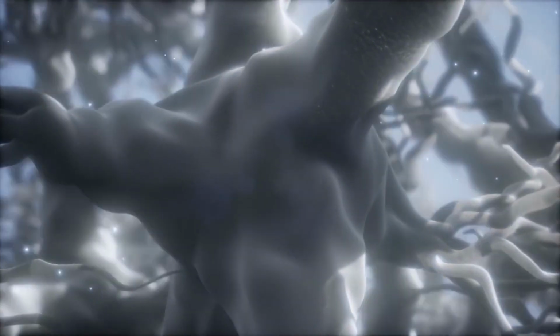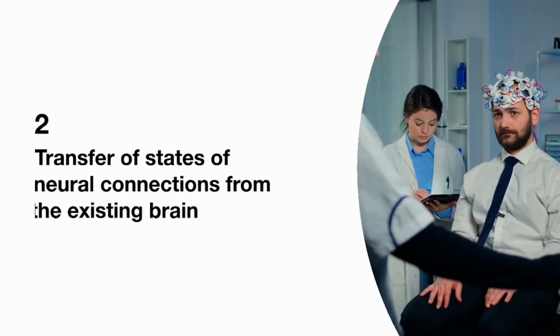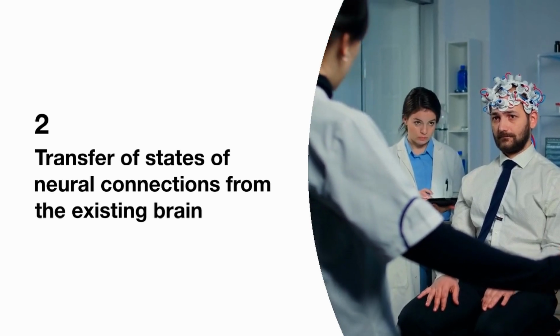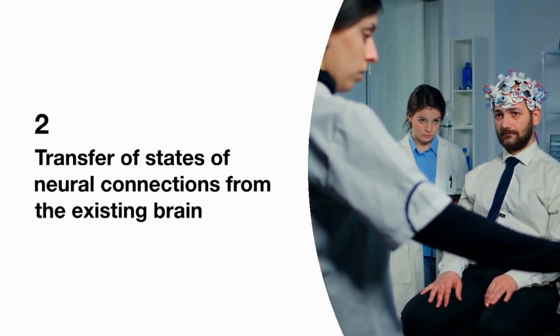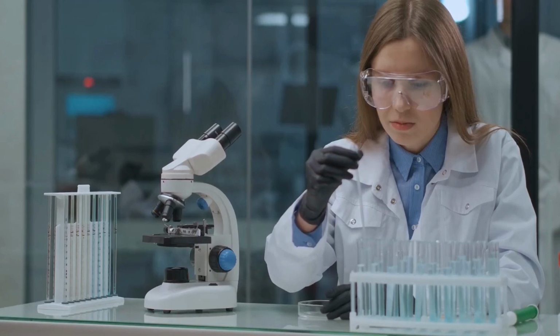Initial establishment of connections. It can go in two ways. First, it can be the emulation of brain development from an embryo to a person by sending signals, external and internal, from virtual organs. Secondly, it can be the transfer of states of neural connections from the existing brain using as yet undetermined scanners.